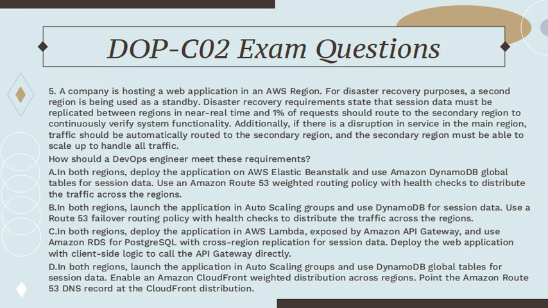Additionally, if there is a disruption in service in the main region, traffic should be automatically routed to the secondary region, and the secondary region must be able to scale up to handle all traffic. How should a DevOps engineer meet these requirements?